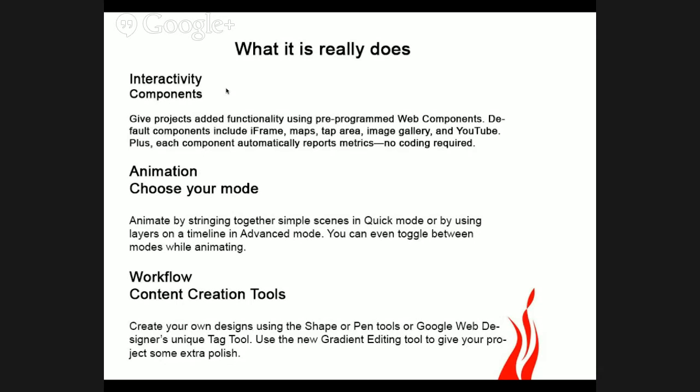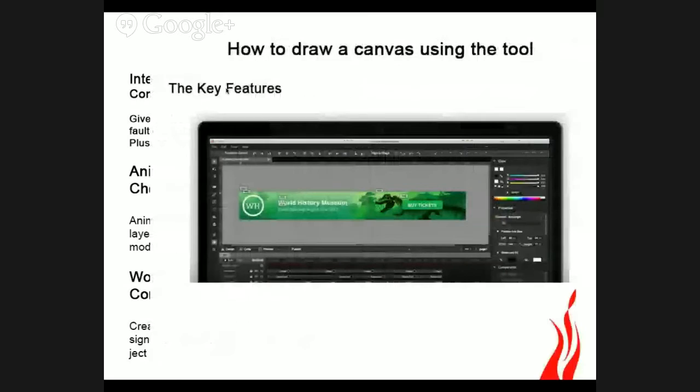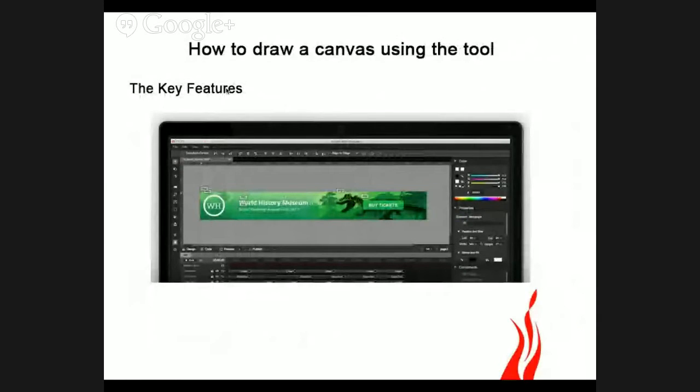The tool has two views. One is coding view, and one is designer view. It seems like a Photoshop kind of thing. Okay, this is all about Google Web Designer tool. Then let's start how to draw a canvas. So let's see the key features of that tool. Okay. Let me open the tool and I'll show you.